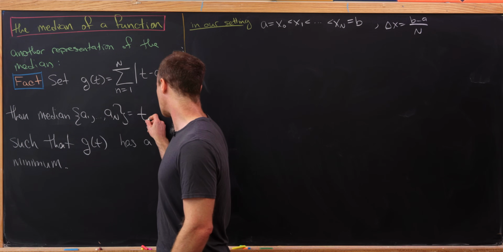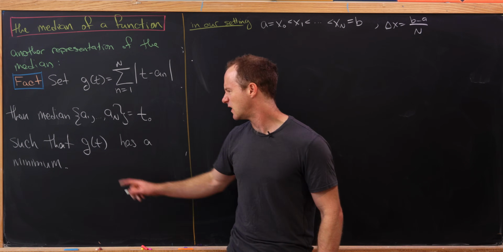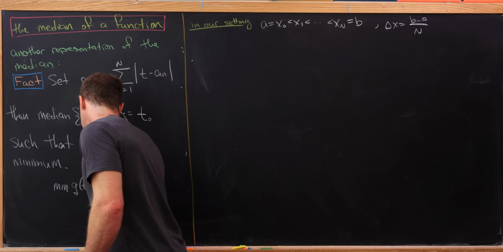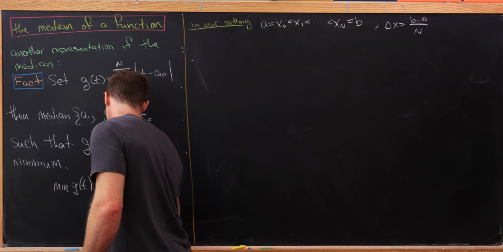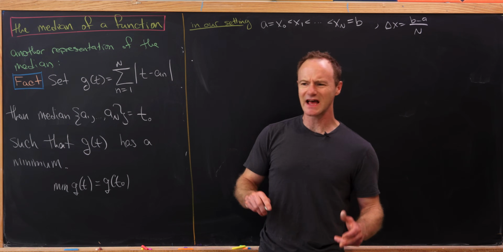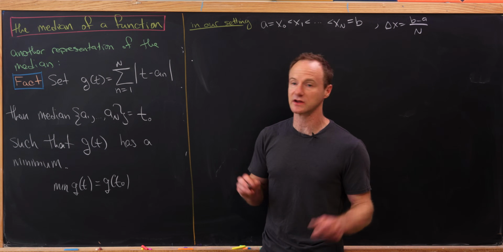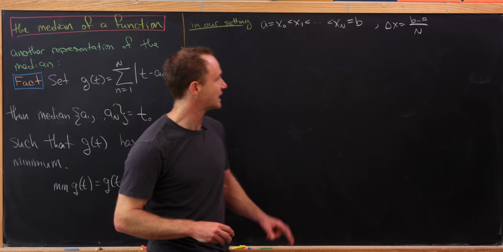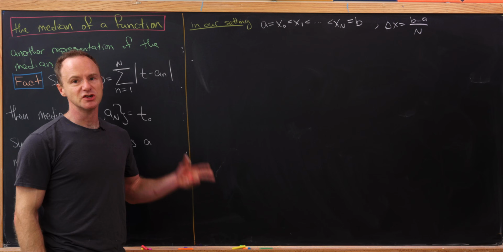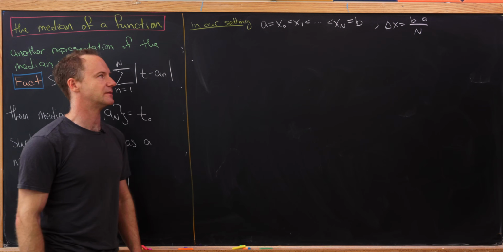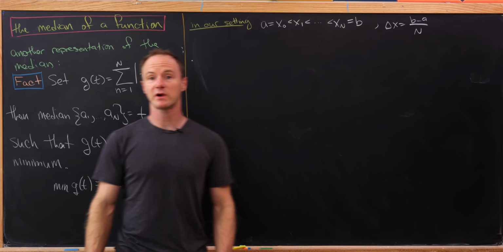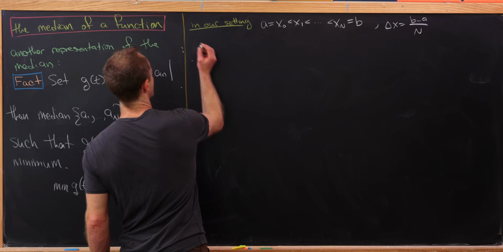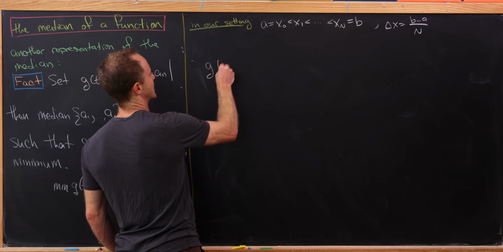So maybe we could call this lowercase t naught. And then we could maybe clear this up by saying that the minimum of g of t equals g of t naught. So at least that gives us something to work with calculationally speaking in order to get the median of a function. Okay, so anyway, let's get back to our setting. So we've got our interval a to b. We've broken it up into pieces just like we did before. But now we want to build something like the function g. Okay, so how might we do that? Well, I think maybe this is a nice way of doing it.